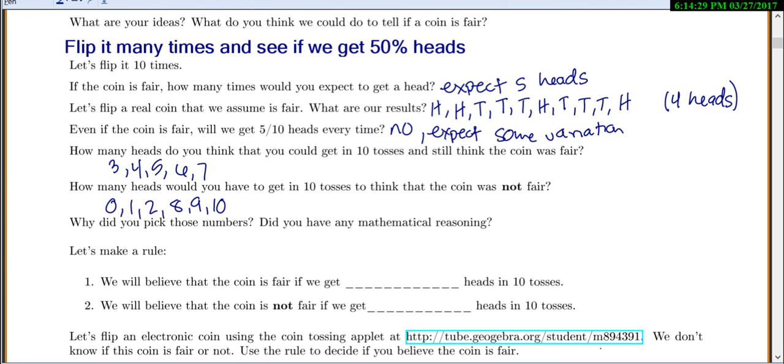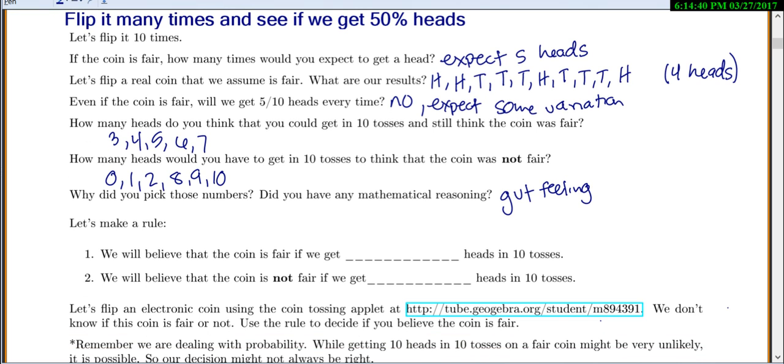And so again, why did we pick these numbers? Did we have any mathematical reasoning? Not really, it was just kind of our gut feeling. But we did use our gut feeling, so we're going to go with it. So we're going to sit down and make a rule. We will believe the coin is fair if we get 3 to 7 heads in 10 tosses, which means that my coin, which I tossed and got 4 heads, we would think is fair. And we'll believe the coin is not fair if we get 0 to 2 or 8 to 10 heads in 10 tosses.